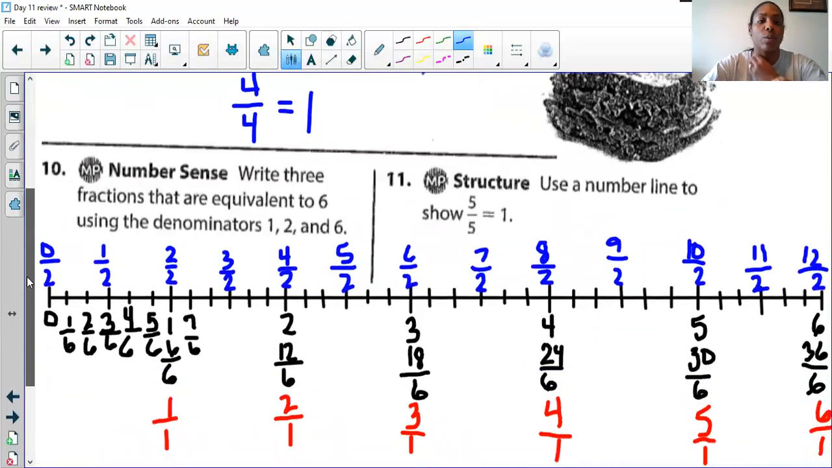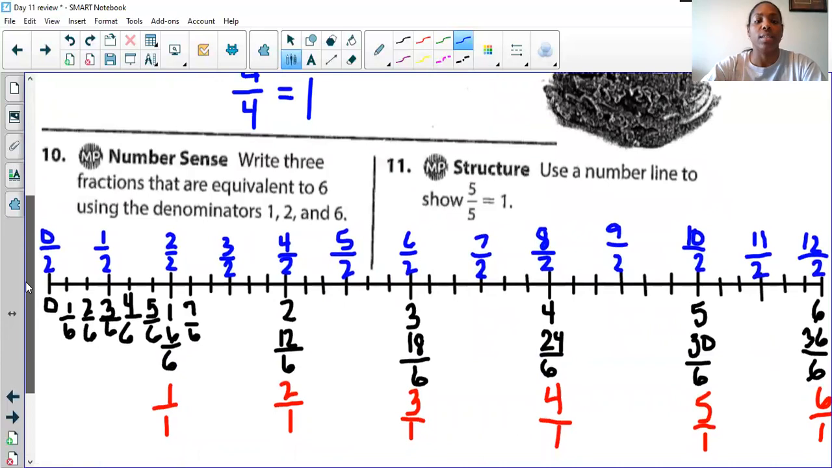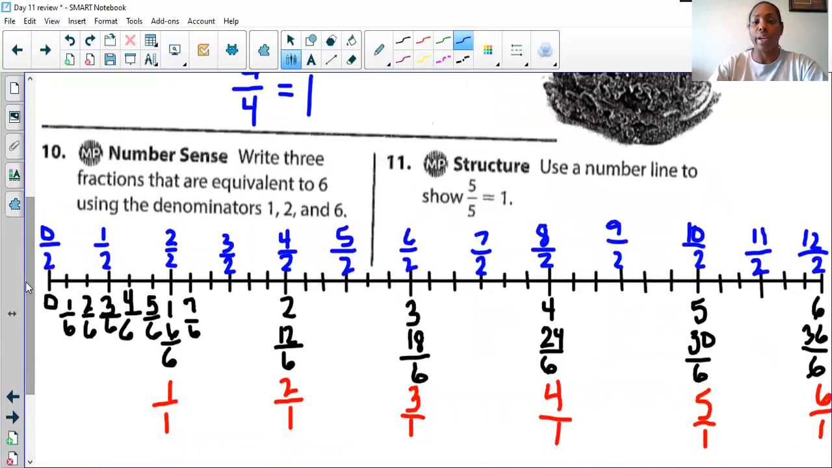Let's go ahead and take a look at question number 10. So what I have done is I have taken the liberty of drawing this all the way out for you to make it simple and easy for you to determine the answer. So if you take a close look, I've done these in different colors. The question is asking, write 3 fractions that are equivalent to 6 using the denominators 1, 2, and 6. And what I have done is I have done just that for you. I have literally labeled out the twos, the denominators for twos.